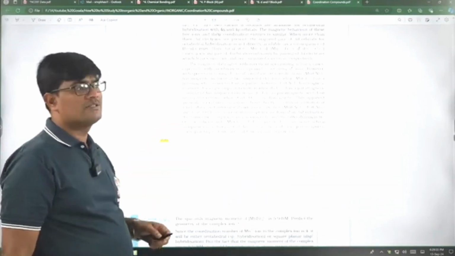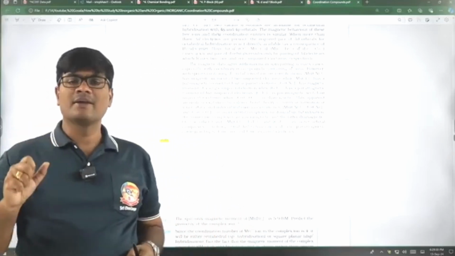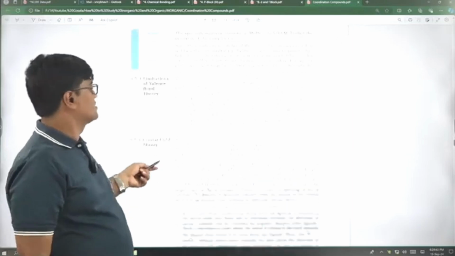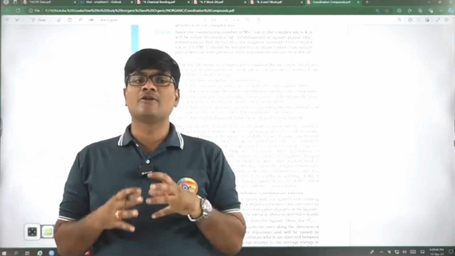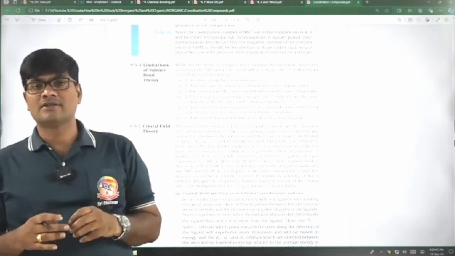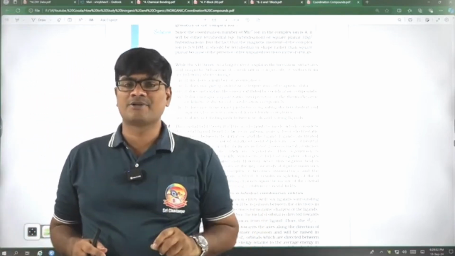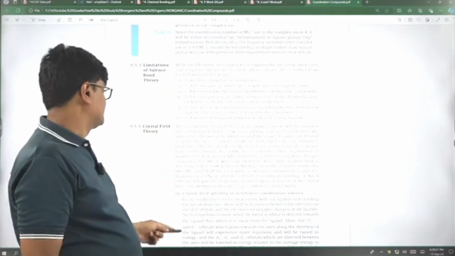Even magnetic properties also. Some selected complexes you can get from the NCERT and try to practice them. That is my suggestion. Limitations, look at this. These points are very close, such that they may create some confusion if they ask for all the above correct option or multiple correct option. So please go through all the points once again.